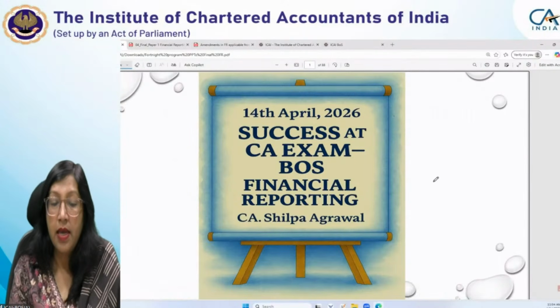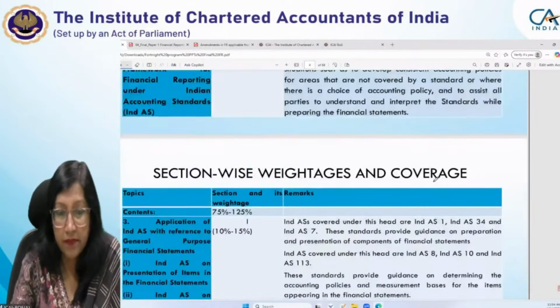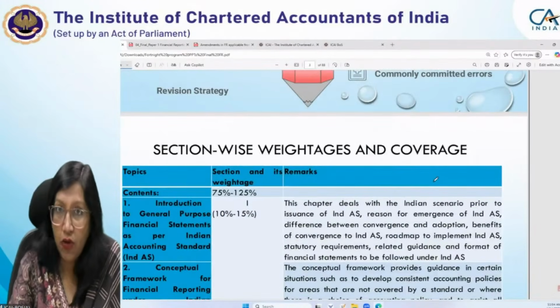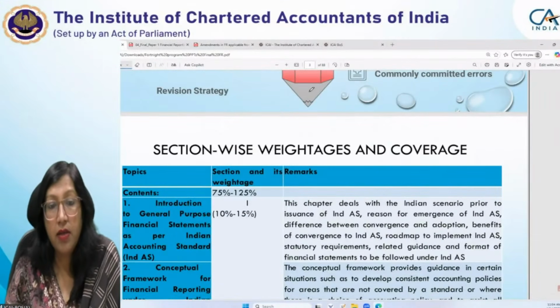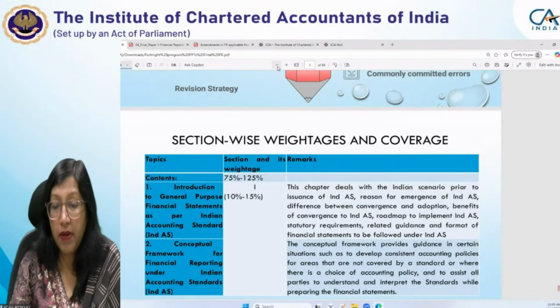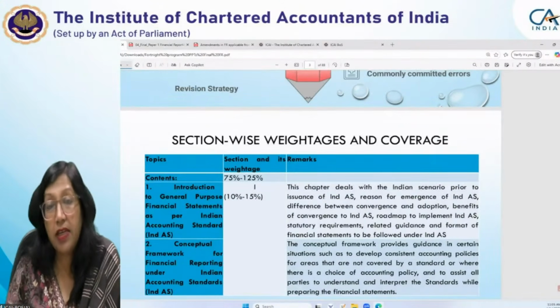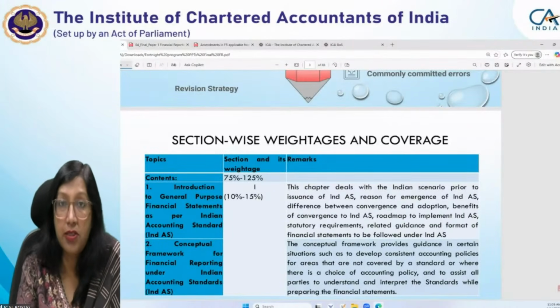Okay, students. Let's continue with the important topics. The section-wise weightage, I hope everyone is aware. The section-wise weightage and skill-wise weightage are already there on your BOS website, and this is very important because the section-wise weightage is where you can understand the importance of the topic.